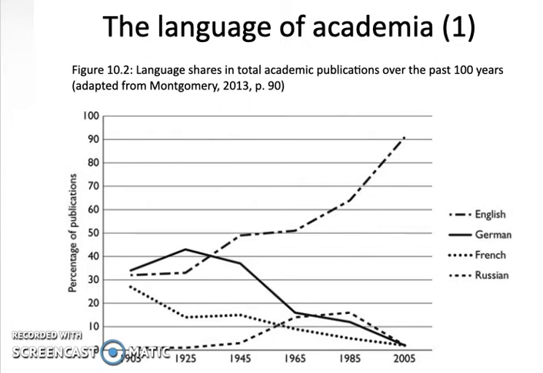In this table, you can see the language shares in total academic publications over the past 100 years. Here you can see 4 lines. The first line is about English. You can see it's at the top. Next one is German. It's declining. This is the French language and this one is Russian. Here you can see the results in percentages, the percentage of publications. It means that around 90% of people who want to publish their work do it in the English language.